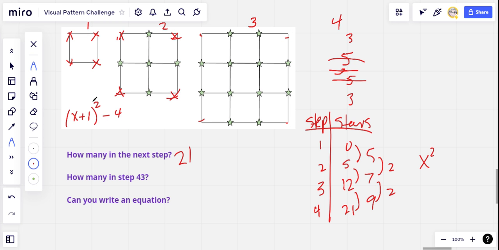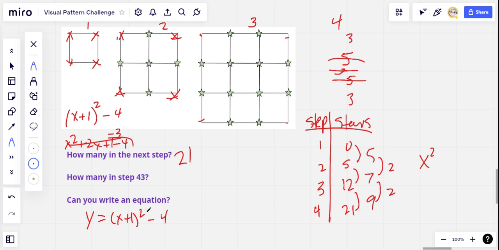So in this part, I make that grid that's 1 bigger than the step number. Then I take away the corners. I think this is going to be our equation. And you could FOIL this out, x squared plus 2x plus 1 minus 4. And this would be minus 3. I don't think that actually gives you any insight to this pattern, so I'm not going to worry about that. I'm going to write this equation as x plus 1 quantity squared minus 4, because I think that gives us better intuition into the visual nature of this pattern.